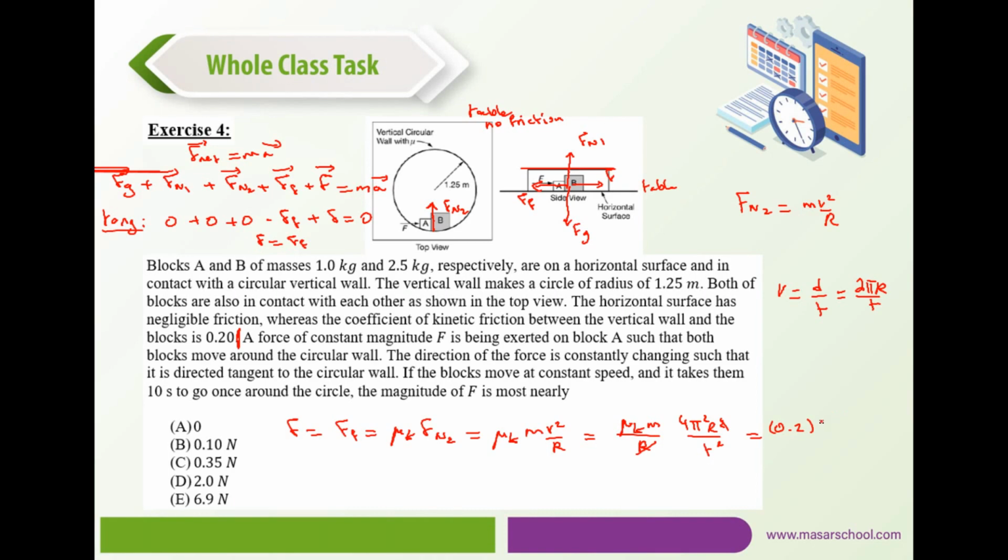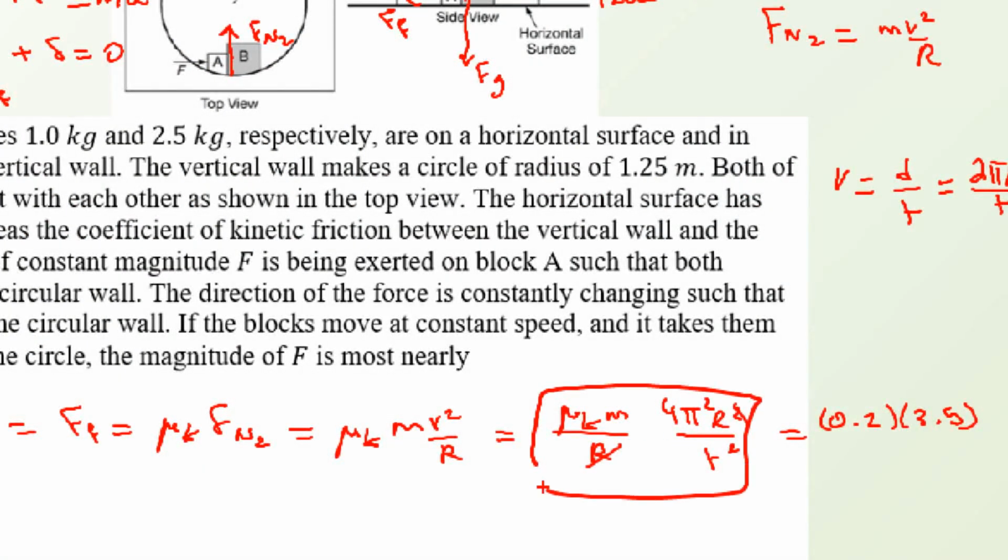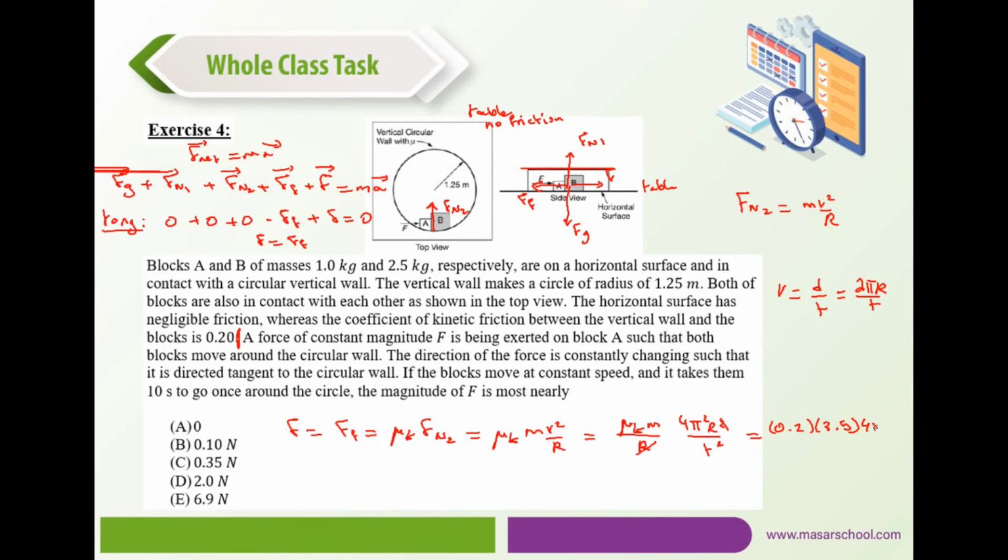The mass is combined given by 3.5, which is 2.5 plus 1. The speed, now we're looking at this expression. We have 4 pi square. The radius is given by 1.25 divided by the time, which is 10 to the power 2. Plugging that expression on the calculator, you're going to find that the pushing force is given by 0.35 newtons.